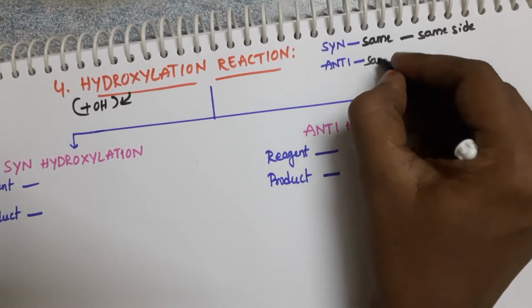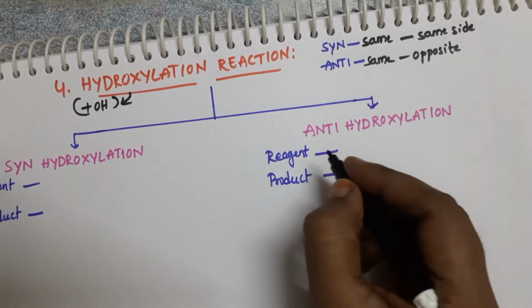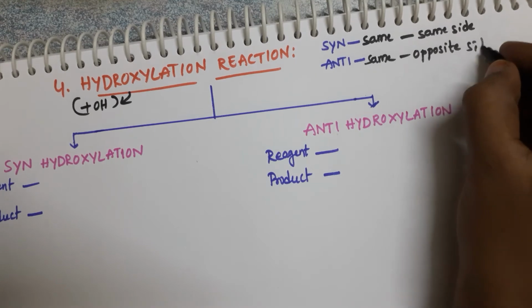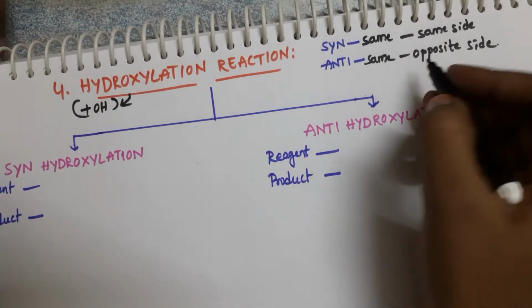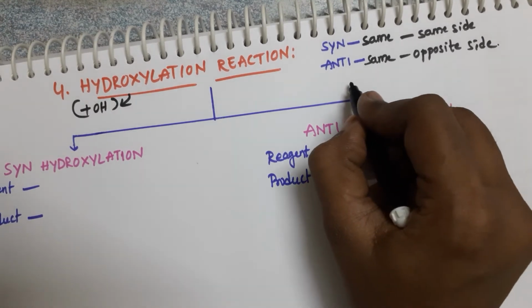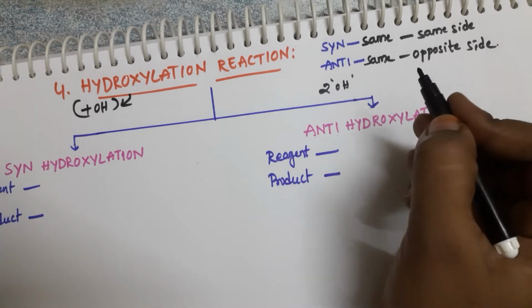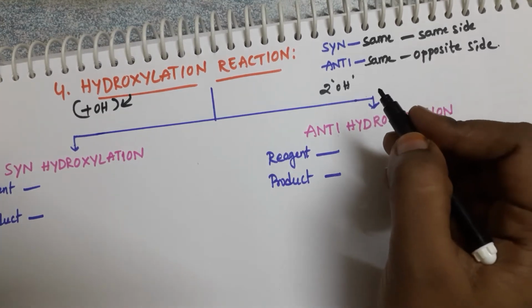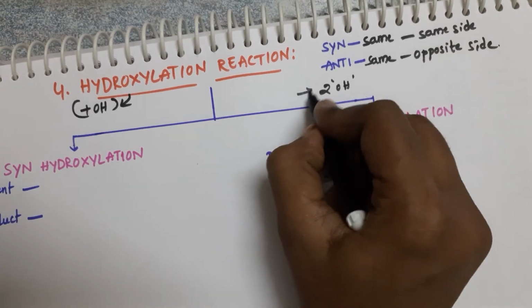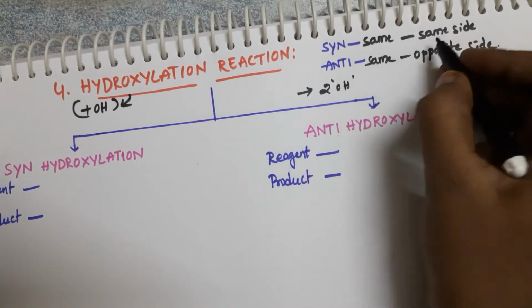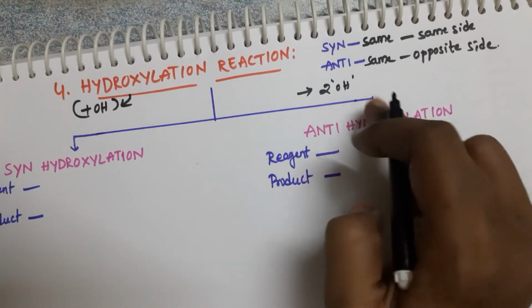The same group, if they are present on the opposite side, is called anti. In this reaction we get two products, with two OH groups inserted in the alkene. In the previous reaction, only one OH group was inserted in the alkene. Here we get two OH groups. If these two OH groups are on the same side, it is syn. If they are on opposite sides, it is anti.